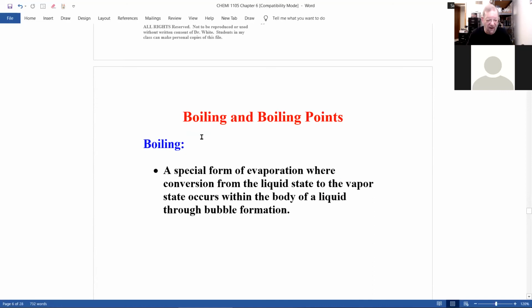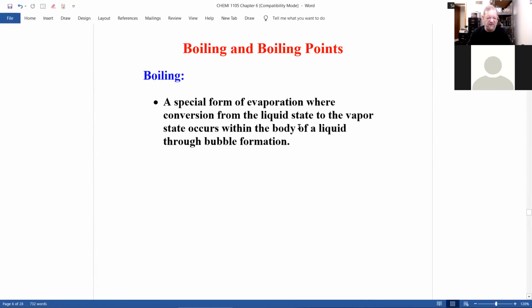Now, what is boiling? Boiling is a special form of evaporation where conversion from liquid state to vapor state occurs within the body of the liquid through bubble formation. When you boil water, those bubbles you see in the water are water vapor, water molecules as a gas. And that's why they form those bubbles and they float up, because they have a lower density than the liquid.